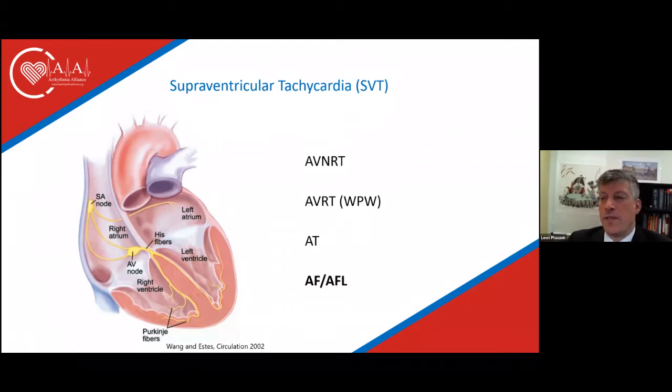Now, many of you, I'm sure, are familiar with atrial fibrillation and atrial flutter. Even though these are heart rhythm issues that arise from the upper chambers of the heart, if you hear somebody talk about supraventricular tachycardia, chances are they're talking not about atrial fibrillation or flutter, but about AV-NRT, AV-RT, or AT, just for the sake of clarity.